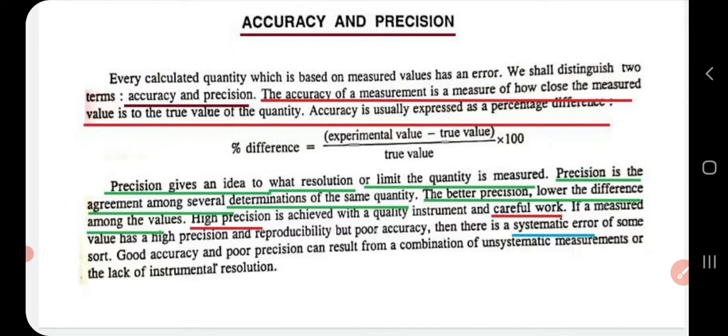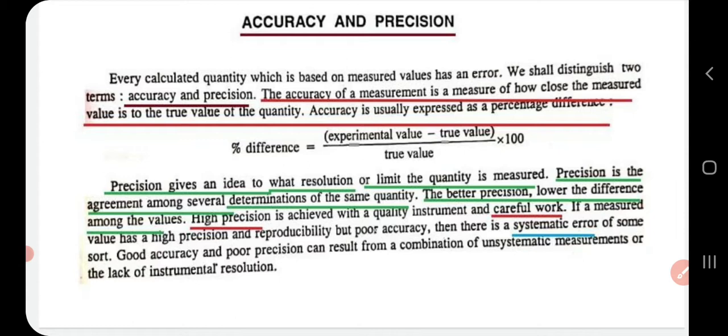So the better the accuracy or the better the precision, the lower will be the difference among the values. If you need high precision for your result, then you have to do the experiment with good carefulness. Then only will you get your result in high precision. If a measured value has a high precision but poor accuracy, then an error called systematic error is likely to have occurred. Whereas good accuracy and poor precision can result from a combination of unsystematic measurements or lack of instrumental resolution.